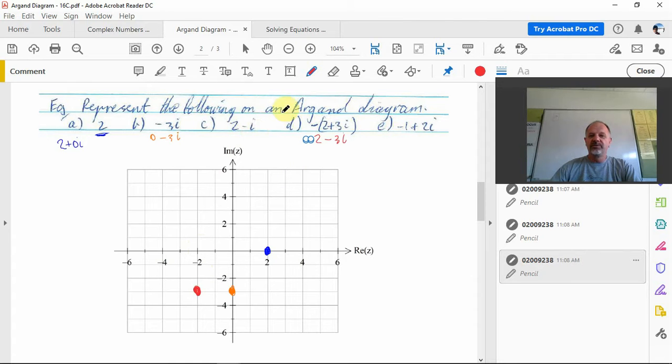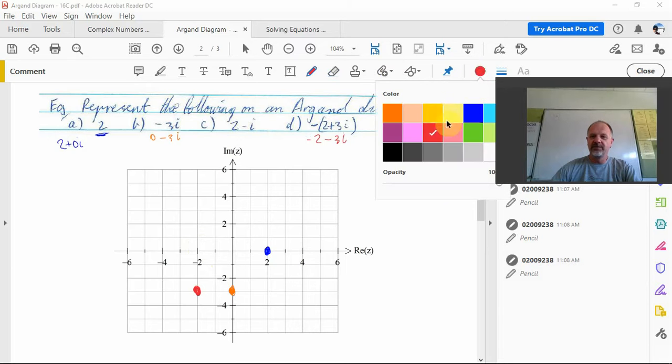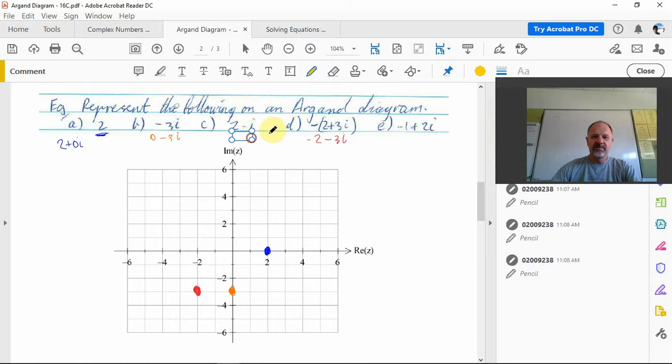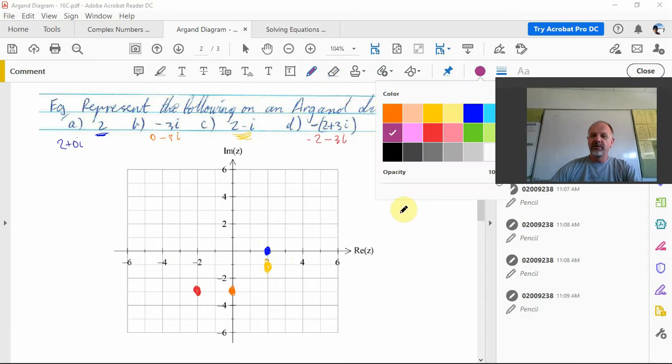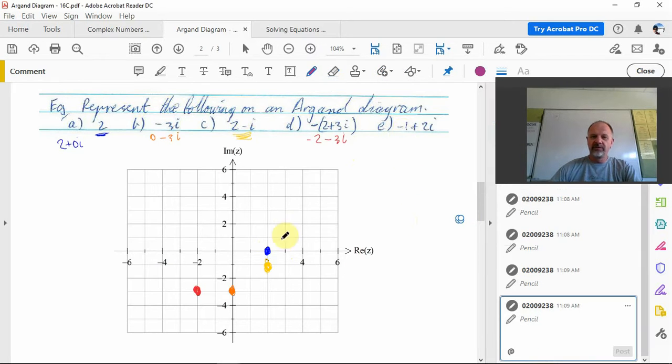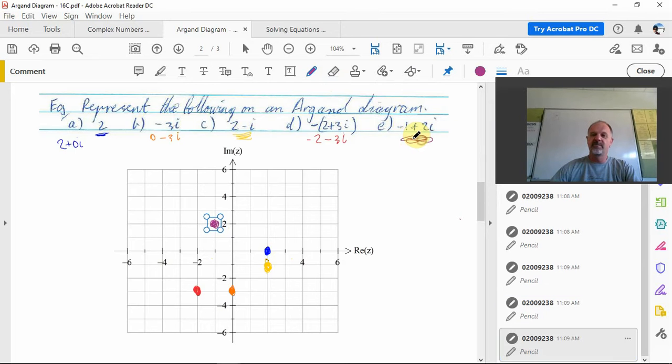Oh, I forgot this one in the middle. Let's go back and do that one. I'll put that one in yellow. That's this one here: 2 in the real direction, negative 1 in the imaginary direction. There it is right there. And then the last one, let's go purple: negative 1 plus 2i, and there it is there.